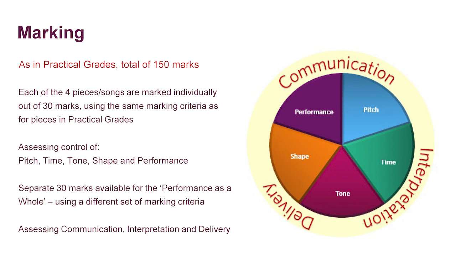Then as an examiner, we step back, the playing or singing is complete, is finished. We turn to a different set of criteria and we consider aspects across the whole performance, the performance as a whole. We consider aspects of musical communication, musical interpretation, and musical delivery. And that's the way we arrive at the final set of 30 marks, giving a total of 150.